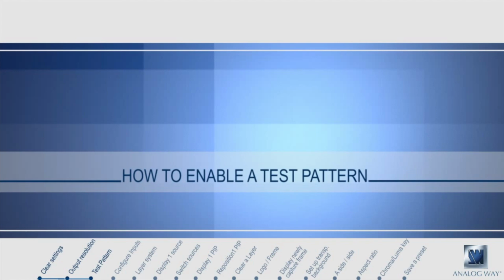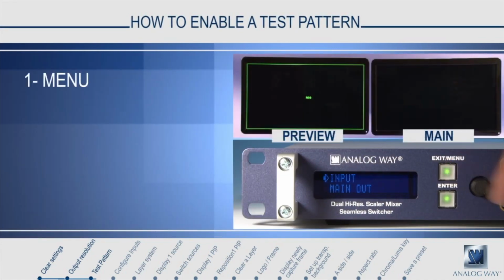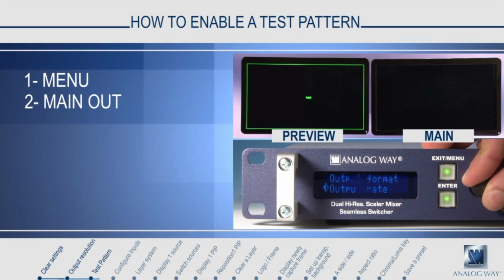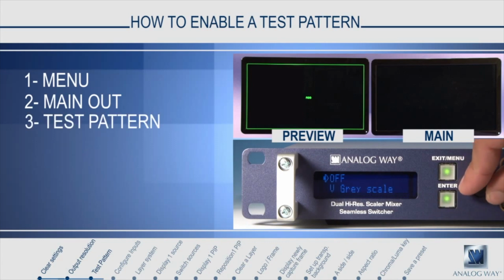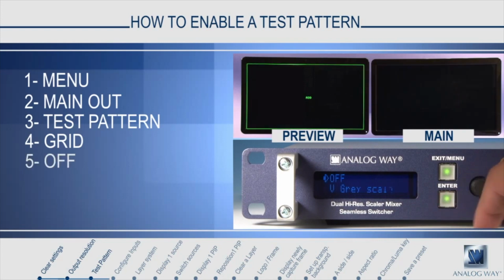How to enable a test pattern. To enable a test pattern, press Menu and scroll down to Main Out. At the bottom of the Output menu, you will find Test Patterns. Enter the Test Pattern menu and choose a test pattern, such as Grid. Press Enter to choose the Grid test pattern, and when you are done, press Off to turn it off.